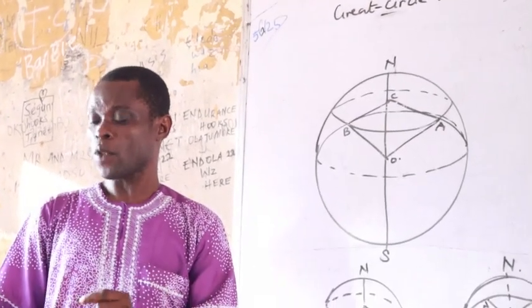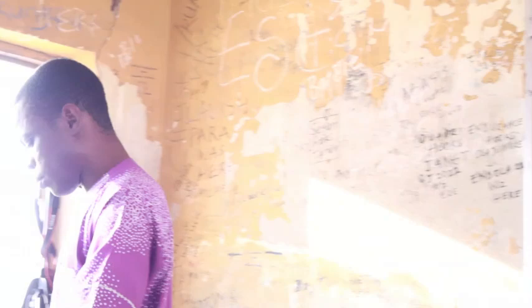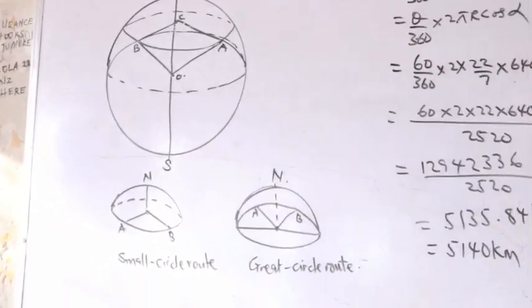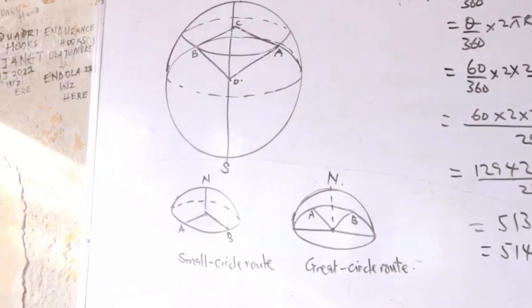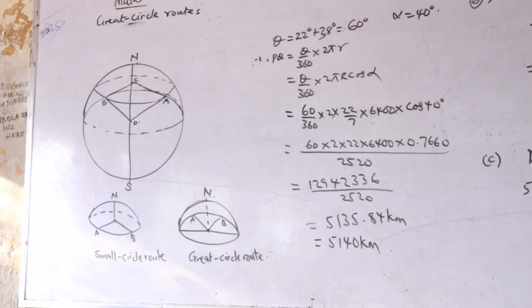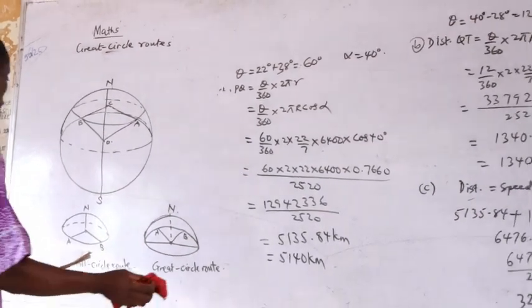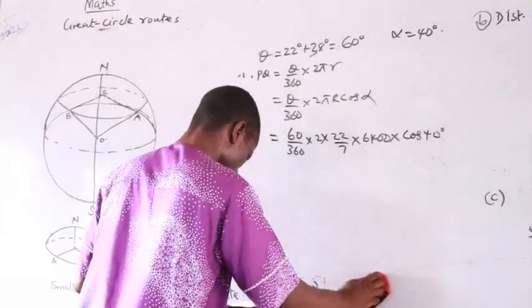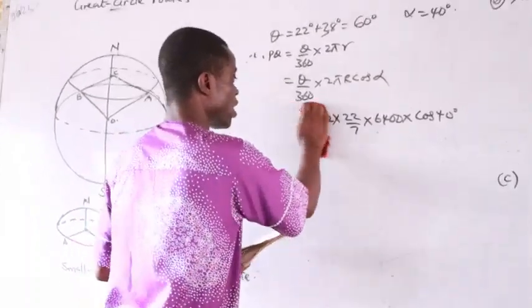Is that taken? Okay, now let's try this example. A and B are points on the parallel of latitude.